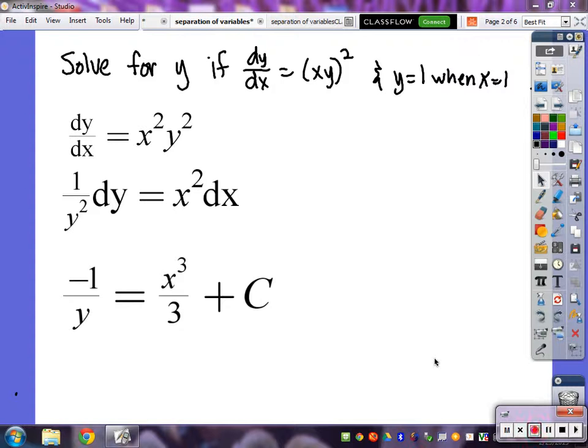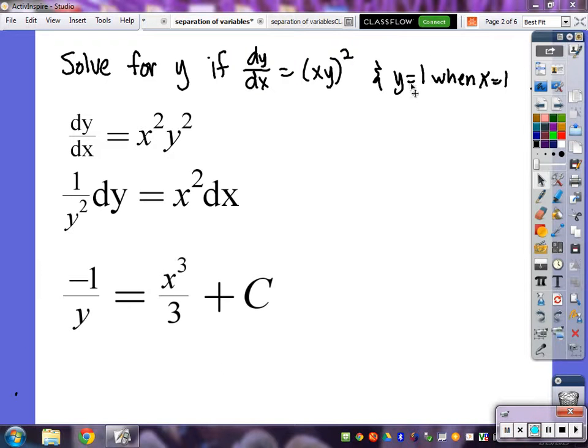I integrated with respect to y on the left, and that left me with negative 1 over y, and then integrating with respect to x on the right gives me x cubed over 3. Normally you would put a plus c on the left side when you integrate, but with these problems we only put one plus c, because if there had been some constant on the left side, I would have added or subtracted it to combine it with this constant and still ended up with a constant. So this c represents the constant from both the left and right hand side of the equation.